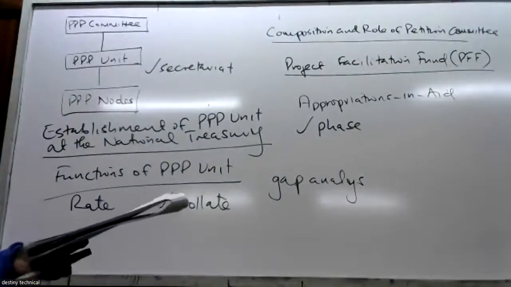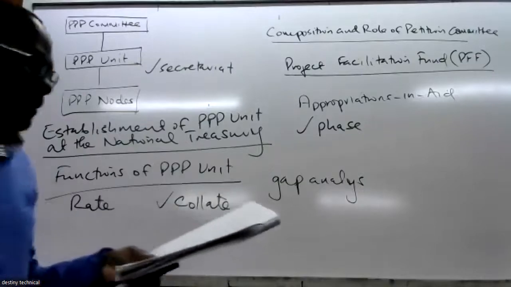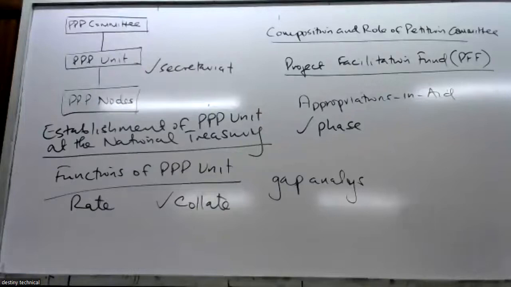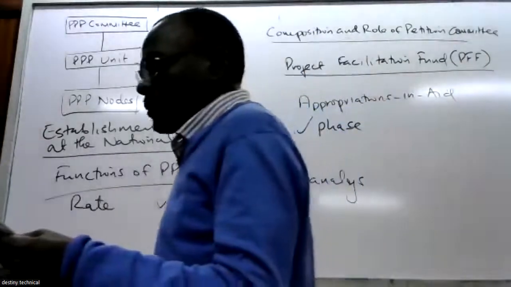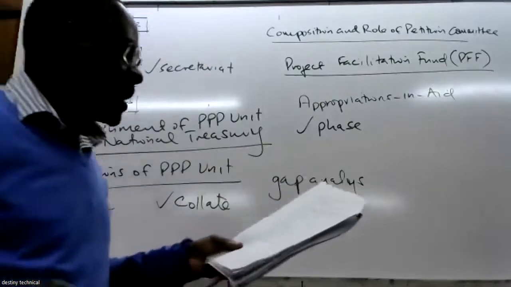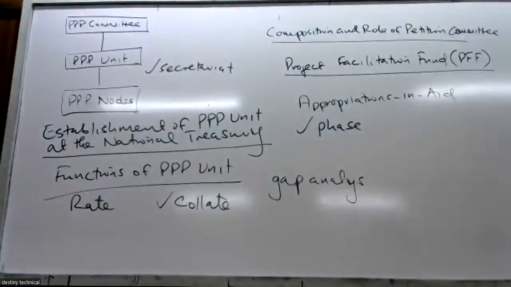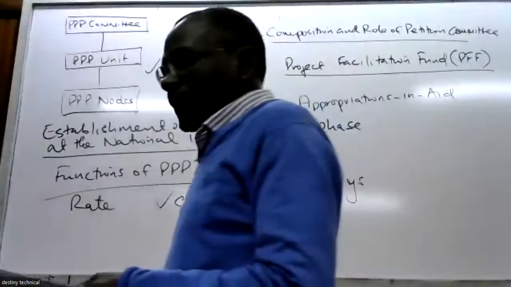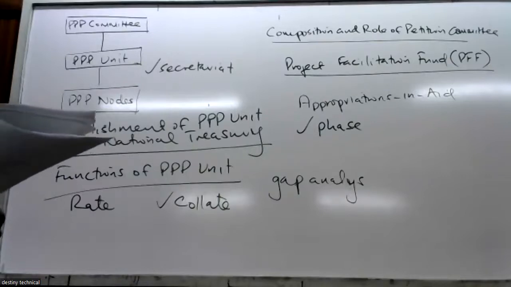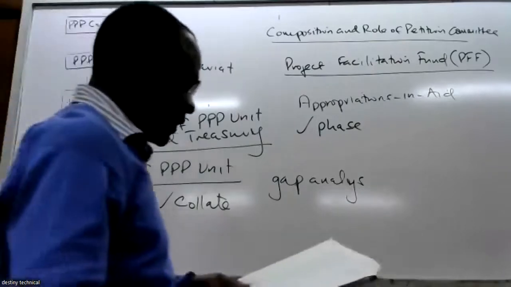C, extend the viability gap finance to projects that are desirable but cannot be implemented in the absence of financial support from the government.